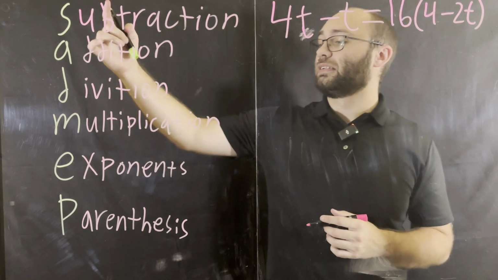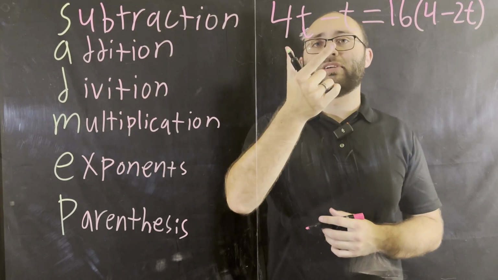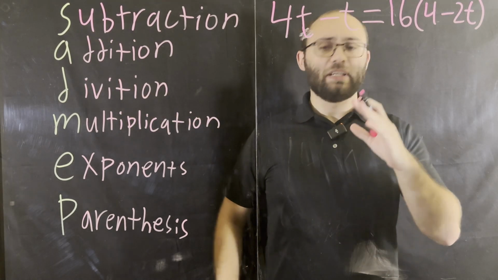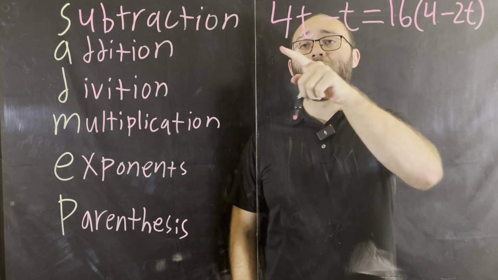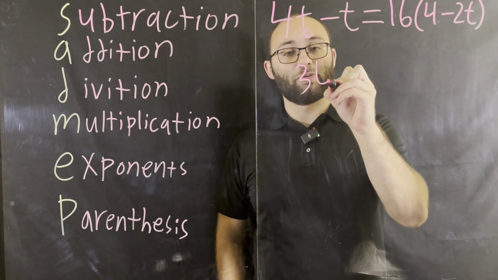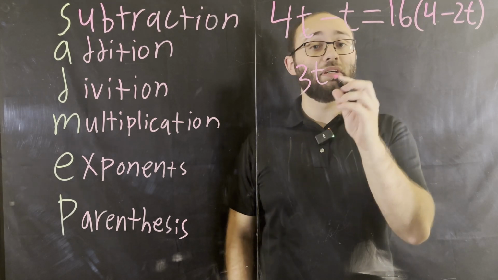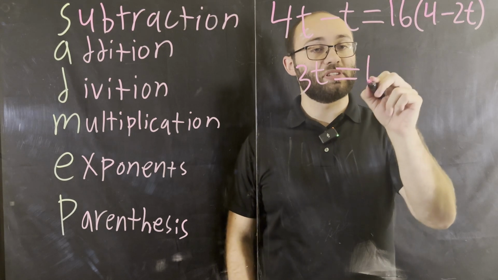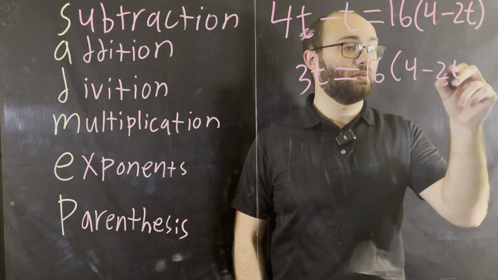First off, let's start checking our SADMEP. Subtraction or addition. On this side, is there anything I can subtract or add over? Not really, because I'm going to put my variable on this side. However, I do have like terms that I can combine. So let's go ahead and combine those. 3t, because 4t minus t is 3t, is equal to 16 times 4 minus 2t.